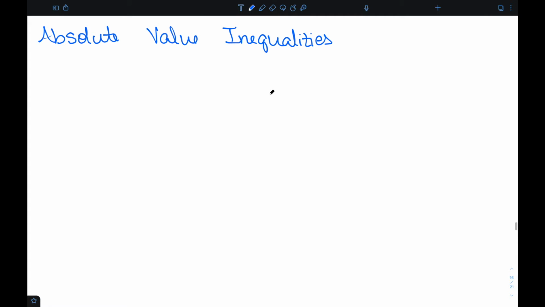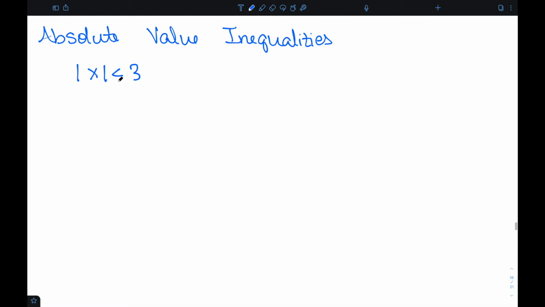Now we want to look at inequalities involving absolute values. And let's start with an example. There are actually two cases to this, and we need to consider each one. Let's start with the less than case. Something like absolute value of x is less than 3.